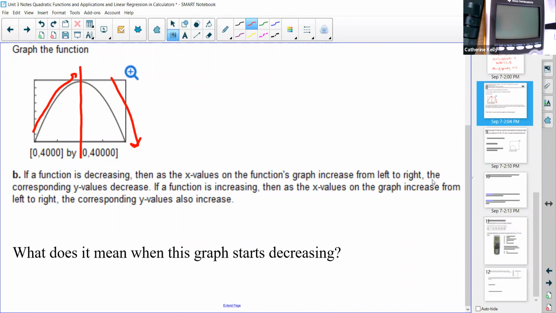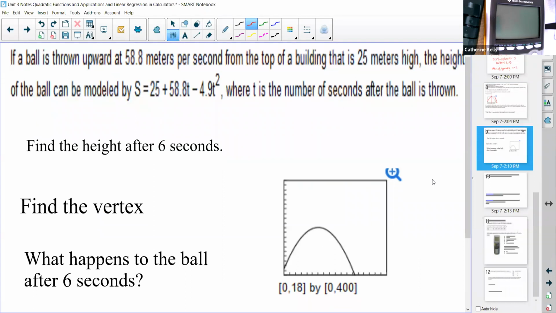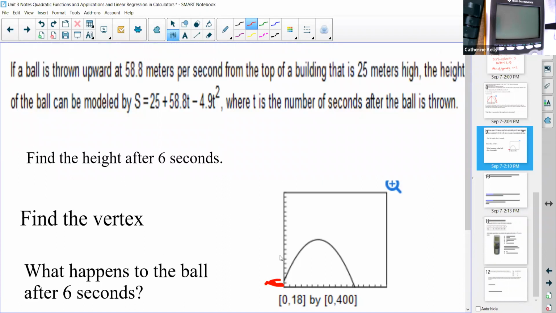So if a ball is thrown up at 58.8 meters per second from the top of a building that is 25 meters high, the height of the ball can be modeled by this, where t is the number of seconds the ball is thrown. So you notice that down here it doesn't start at 0, 0 because it's not starting from the ground. It starts at 25 meters on your y-axis.